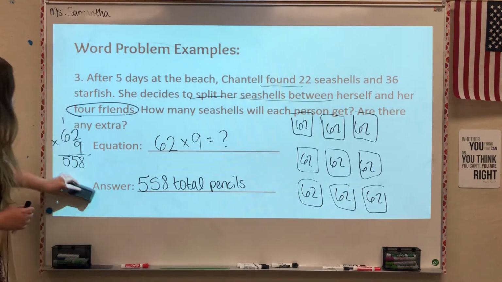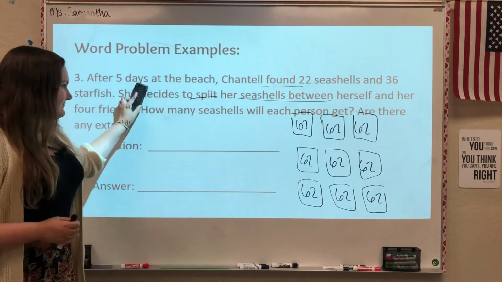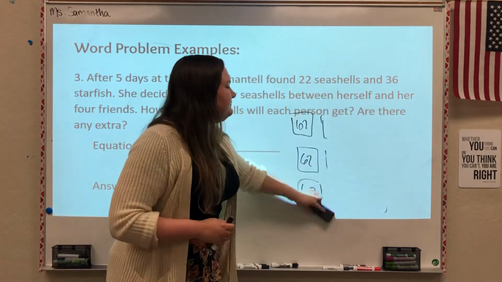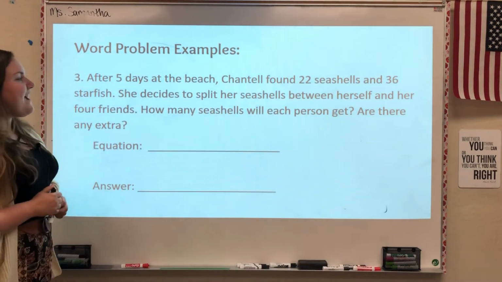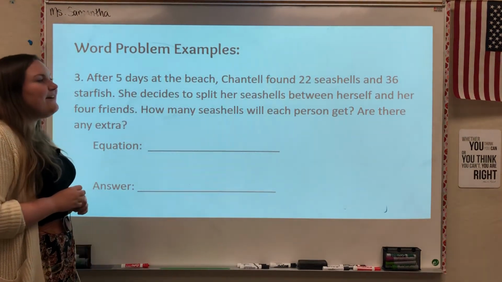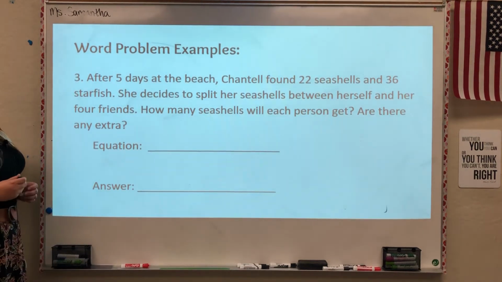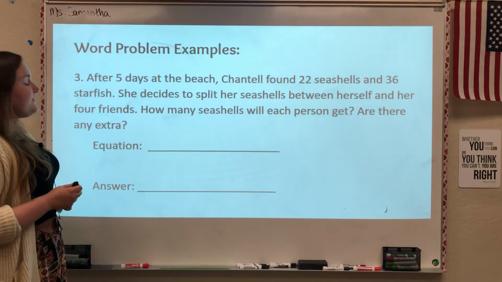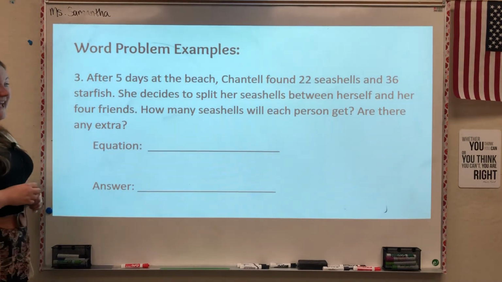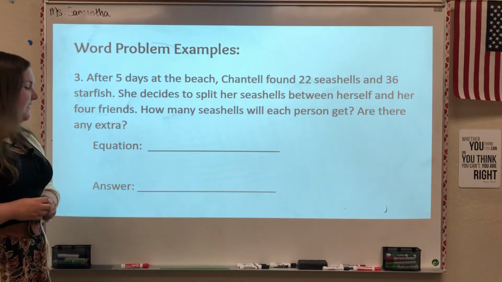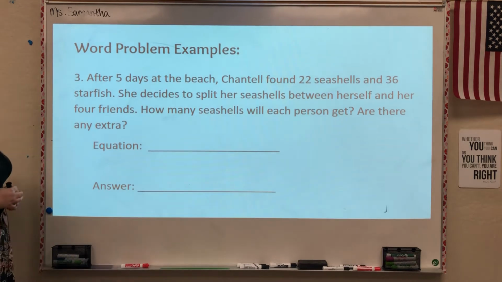which looks like this. Let me clean it up a little bit. Okay. In this problem, it says, after 5 days at the beach, Chantel found 22 seashells and 36 starfish. She decides to split her seashells between herself and her 4 friends. How many seashells will each person get? Are there any extra? Just like before, I'm going to have you go ahead and try to write an equation for this.